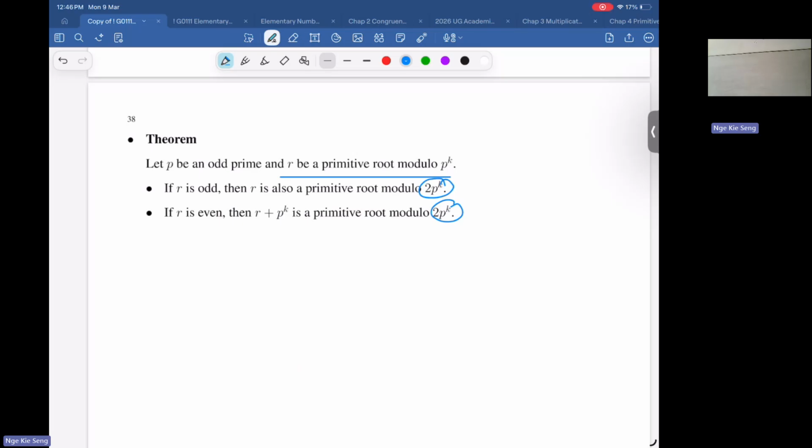So you see the strategy is kind of similar, but this will be classified using r. If r is odd, then r is a primitive root. If r is even, add p to the k to it, and it will become a primitive root for mod 2 times p to the k. Does it make sense? Previously, we adjusted using the order, but now we just look at whether the parity of r is odd or even.